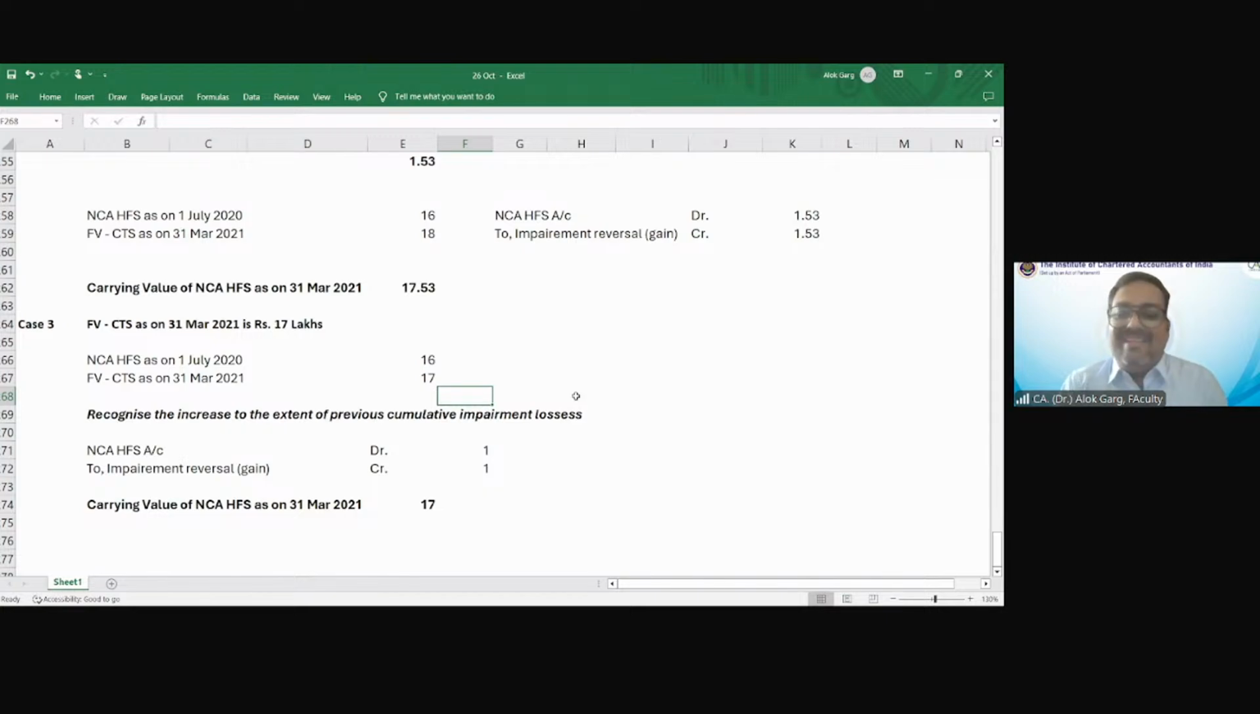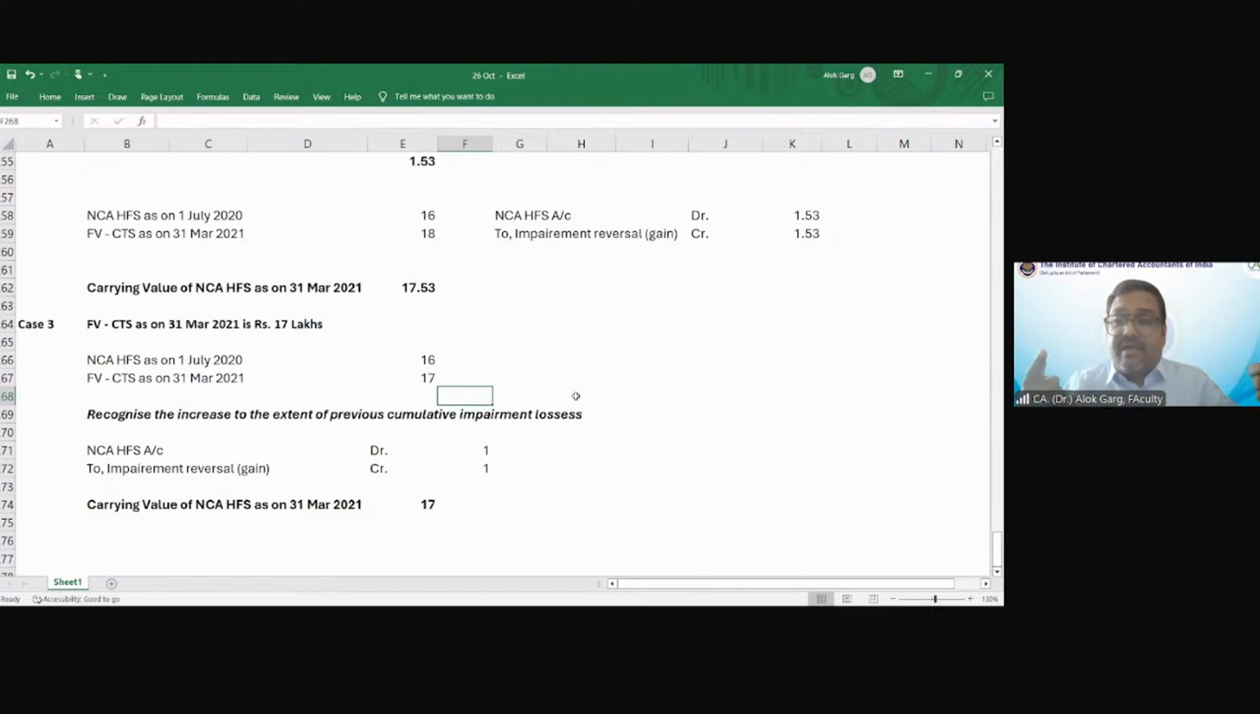Okay, so let me reframe for you. Basically, you have to compare your initial measurement with the subsequent fair value less cost to sell, not market value. That is the reporting date fair value less cost to sell. If the fair value less cost to sell on the reporting date has declined, then you have to take the entire decline, because conservatism applies. Applying the prudence principle, since the value has gone down.